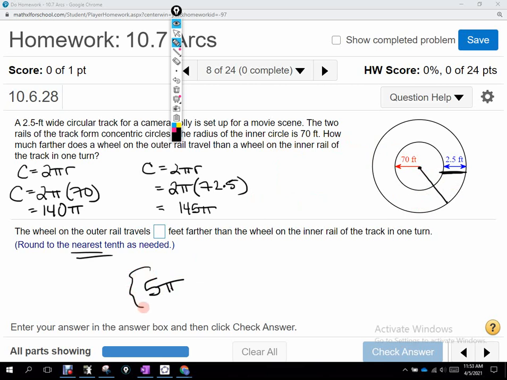No, you got to multiply that. You got to take your calculator. So whatever 5 times 3.14 ends up being, 15.7 or something like that for my problem.